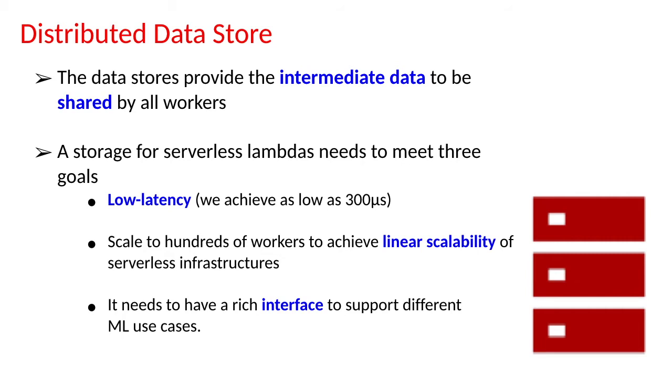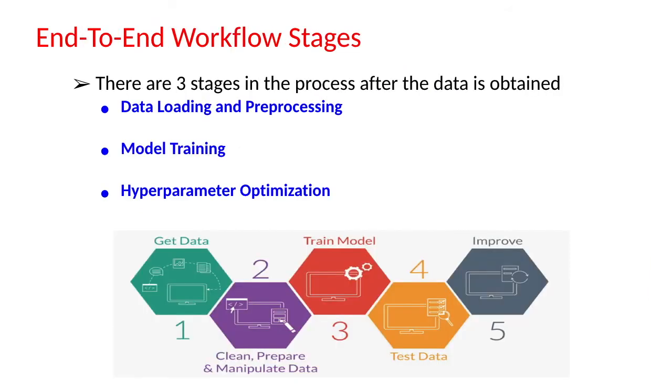Let's now understand how the end-to-end ML workflow stages perform. This section describes in detail the computation of how Cirrus performs. It consists of three stages in the process after the data is obtained. As discussed earlier, those three stages are data loading and pre-processing, the second is model training, and the third is hyperparameter optimization.